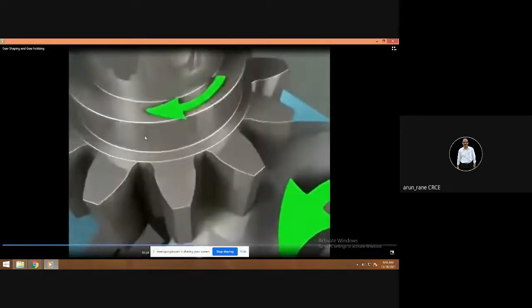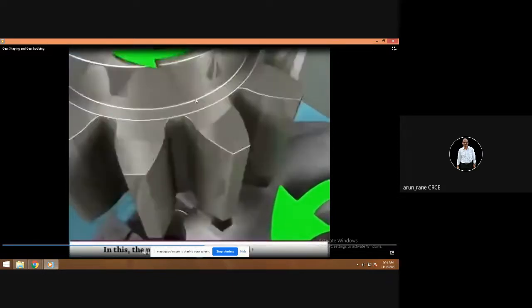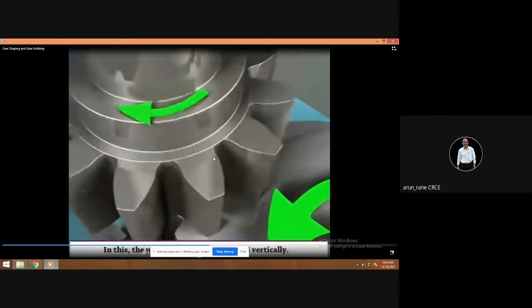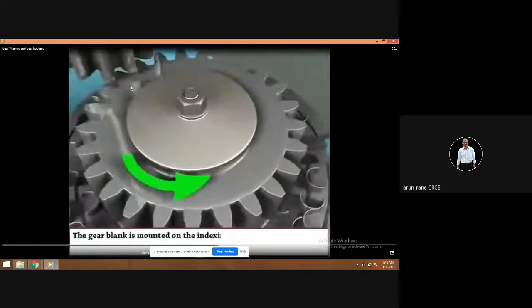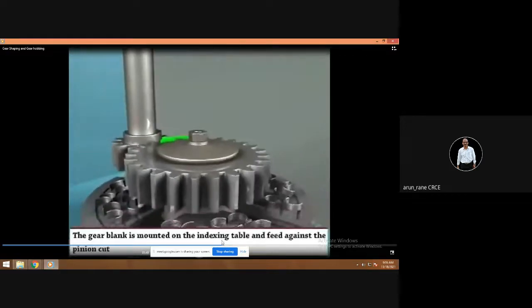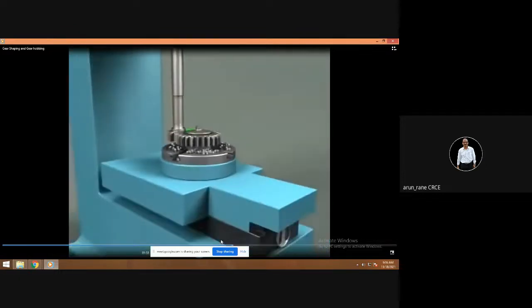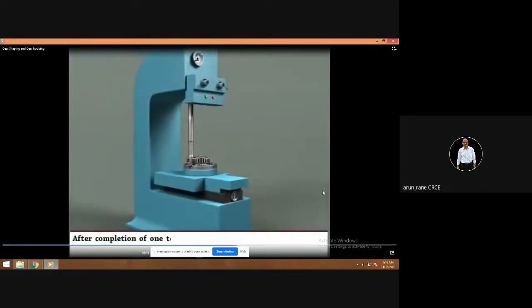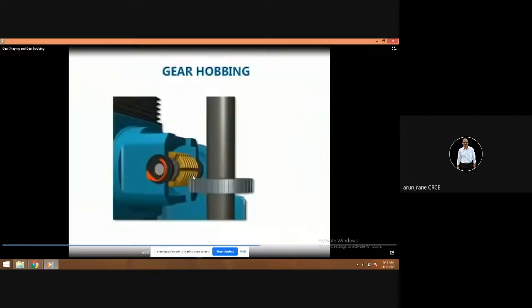So the cutter is also rotating and the blank is also rotating. Cutter is moving up and down. At the same time, gear shaping cutter comes inside, and that is what is called as the radial feed. This is how a gear shaping machine will look like. The advantage of gear shaping is that the stroke length can be controlled within plus minus 1 mm.